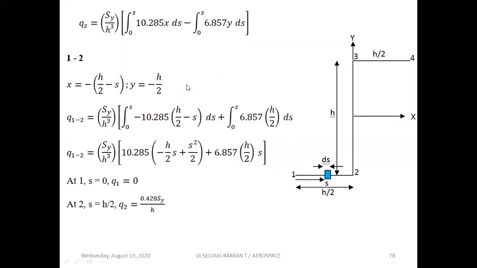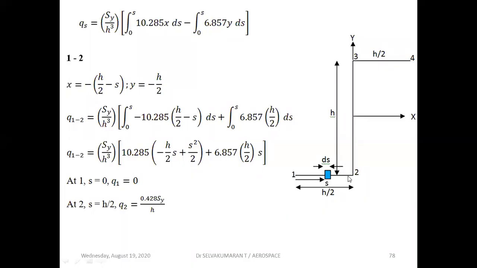Y value is negative. Substitute this x and y, and integrate with respect to s from 0 to s. Later you can substitute the limits if you want. Integrate h by 2s, s square by 2. I've just taken this minus sign inside. Here, h by 2 into s. At point 1, s is 0, so the shear flow is 0. Mathematically, we are proving it.